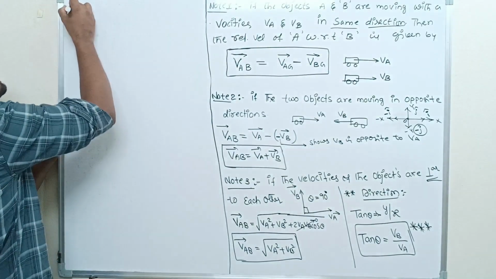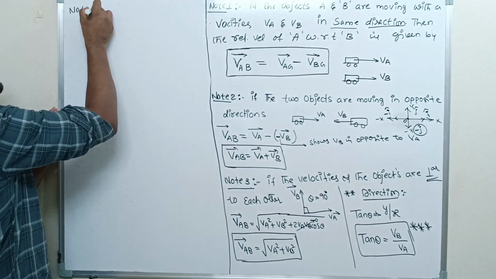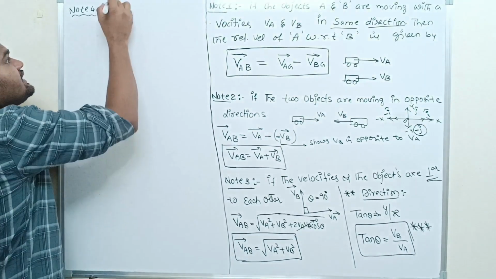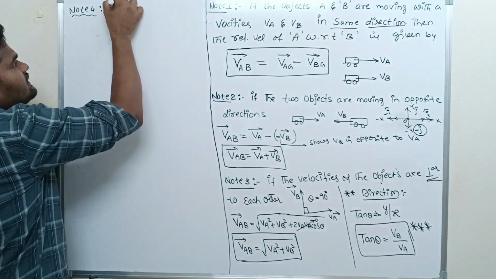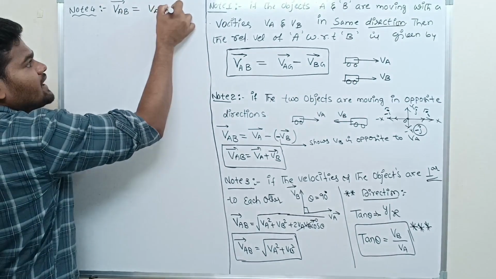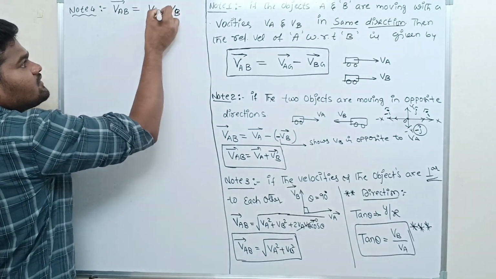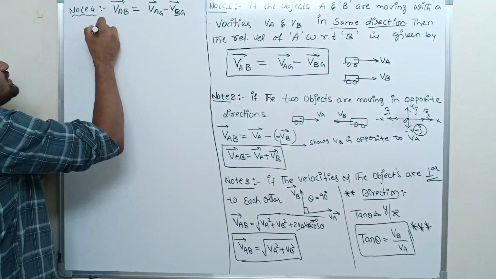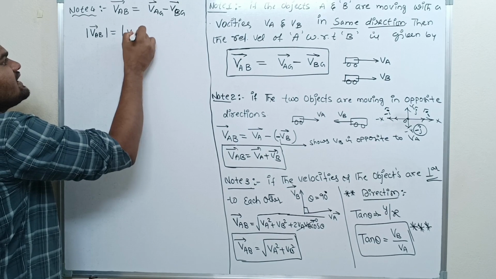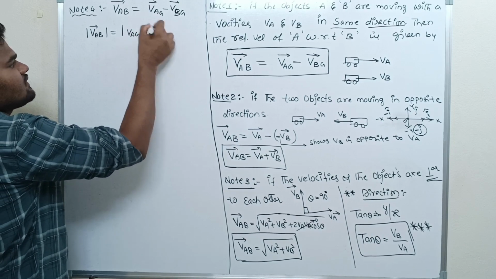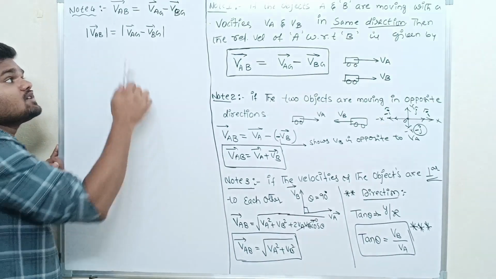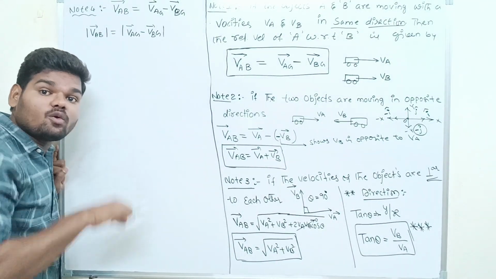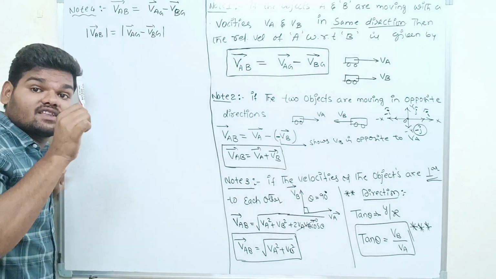So let us see note number 4. Right. In general, what is the meaning of relative velocity? VAB is nothing but the velocity of an object A minus the velocity of an object B, with respect to the ground frame. So the magnitude of VAB is equal to the magnitude of VAG minus VBG. Okay, so this is a magnitude. Observe this term. What is this term? This term shows the subtraction of the two vectors.